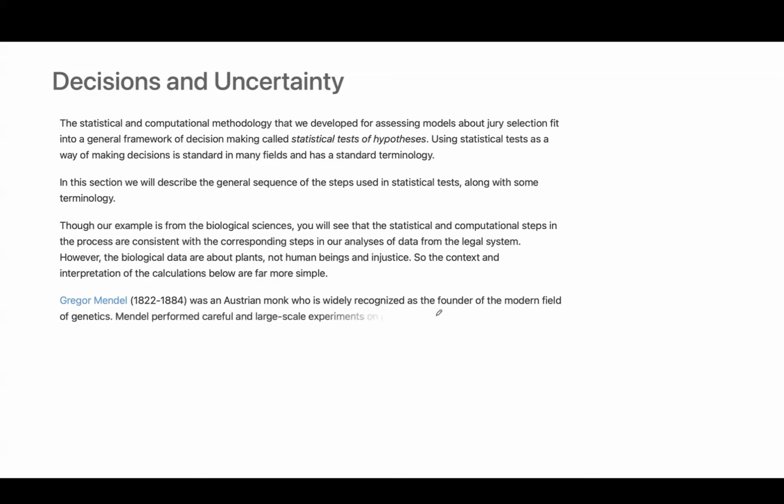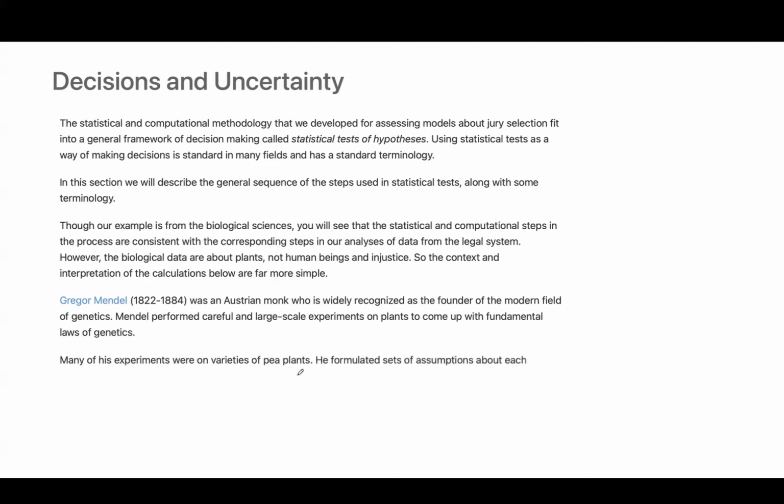Mendel is recognized as a founder of the modern field of genetics. Mendel performed careful and large-scale experiments on plants to come up with fundamental laws of genetics. Many of his experiments were on varieties of pea plants. He formulated sets of assumptions about each variety. These were his model. He then tested the validity of his models by growing the plants and gathering more data.